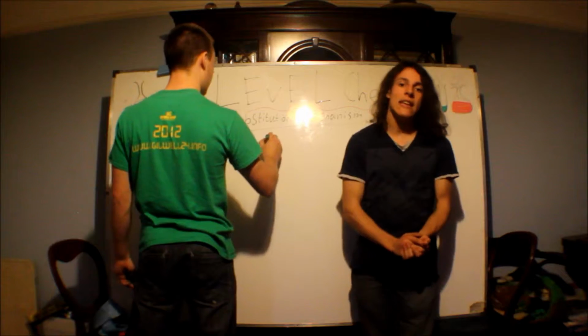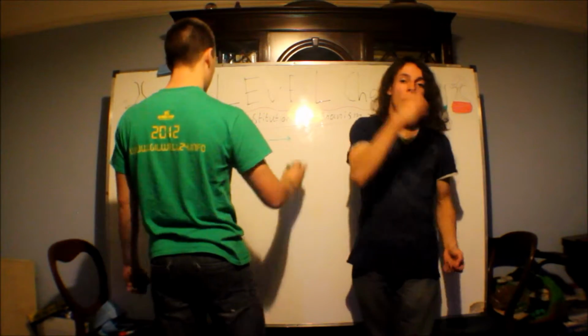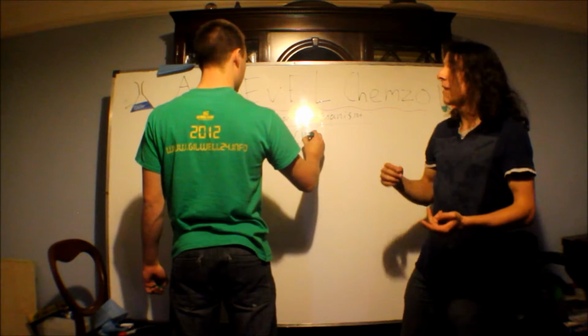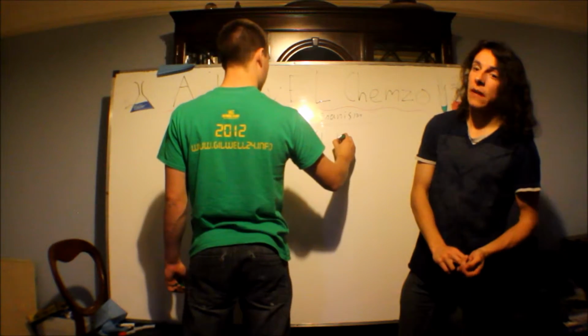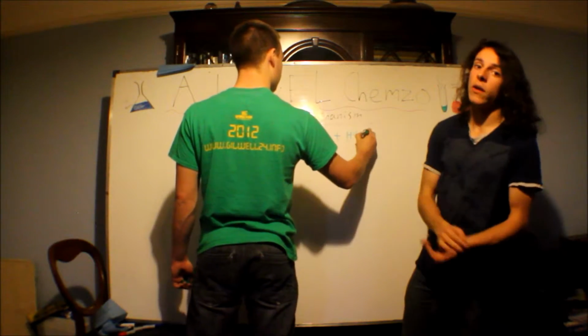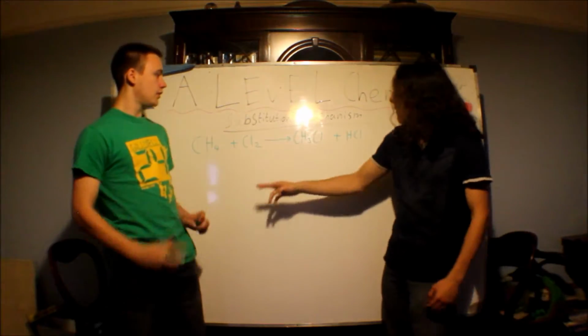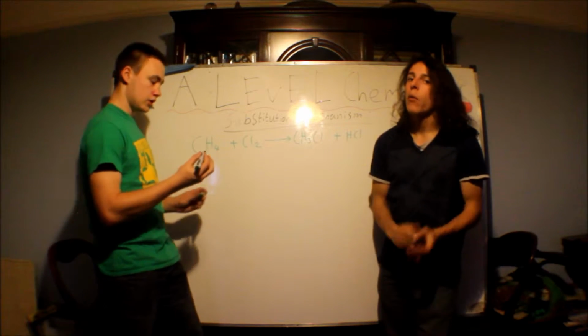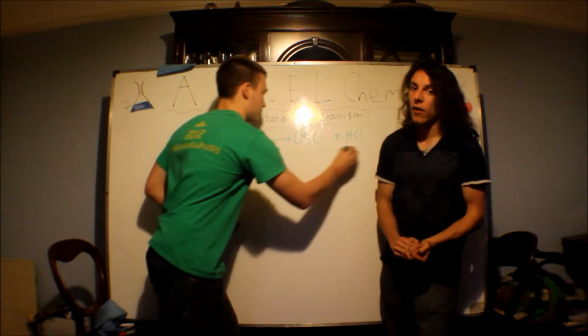So basically, substitution is the halogenation of alkanes. That means we have an alkane and we have a halogen, so we have methane and we have chlorine. And this gives us the overall equation of this. But we need to know how that happens and how that works.